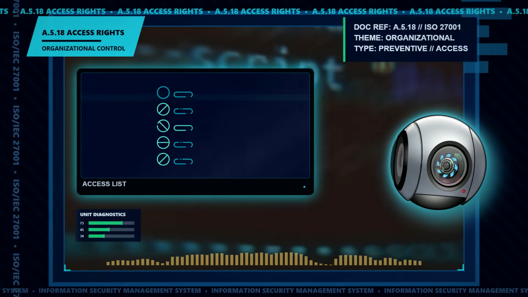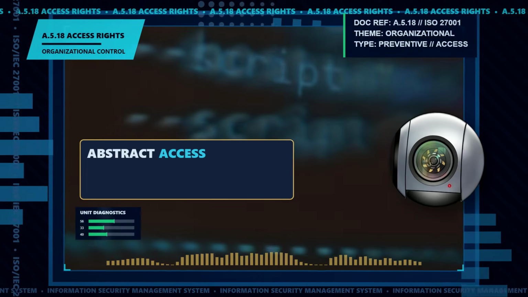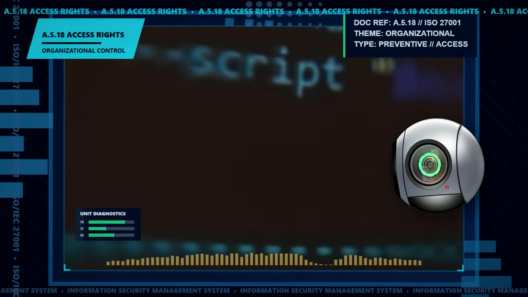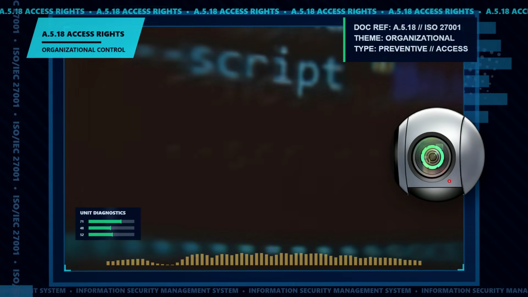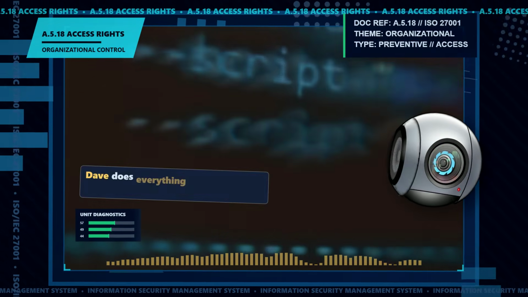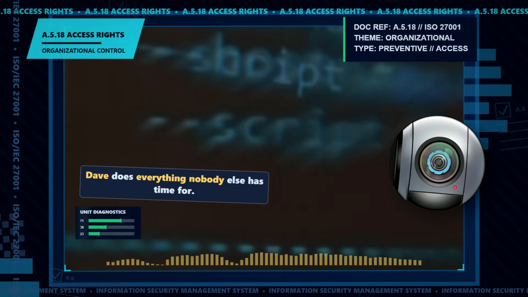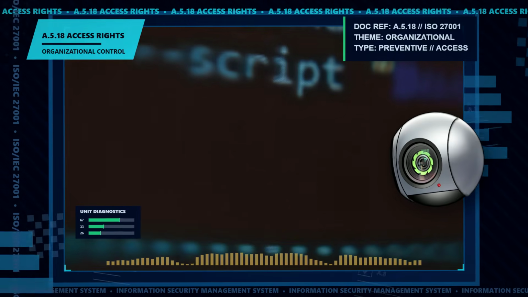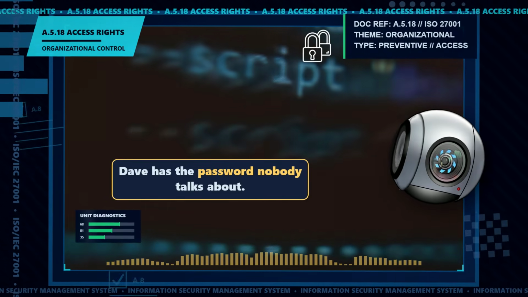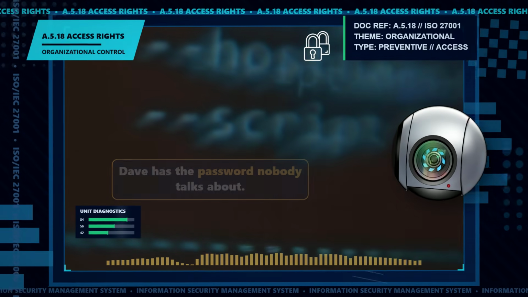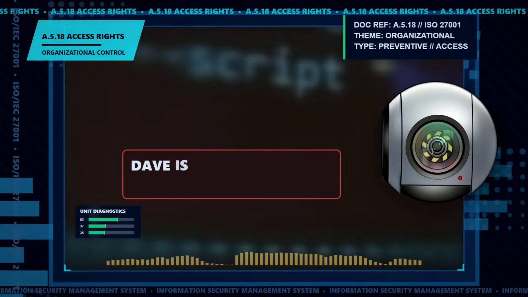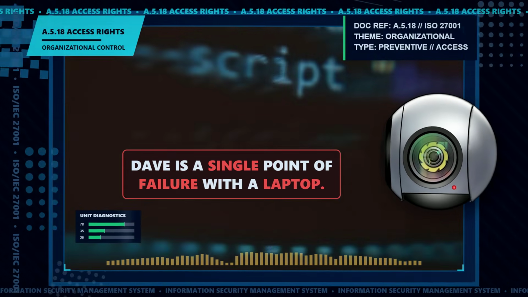Now let's make this real, because abstract access control is where good intentions go to die. 12-person software company sells scheduling software, and there's Dave. Dave is the person who does everything nobody else has time for. Dave runs the deployments. Dave onboards the new starters. Dave has the password to the thing that everybody has agreed not to talk about. Dave is not a bad person. Dave is a single point of failure with a laptop.